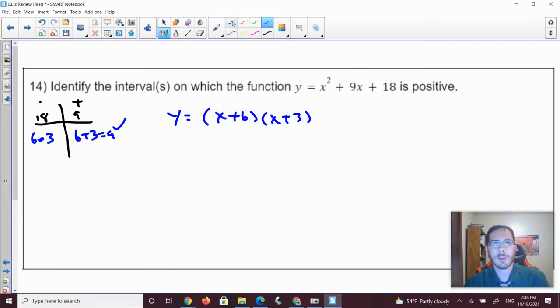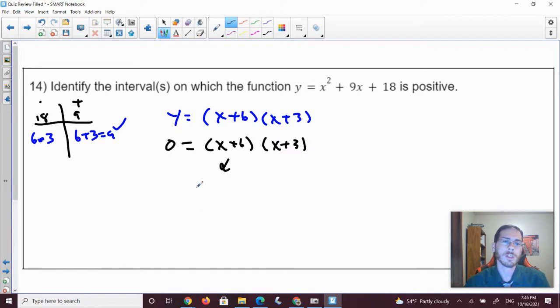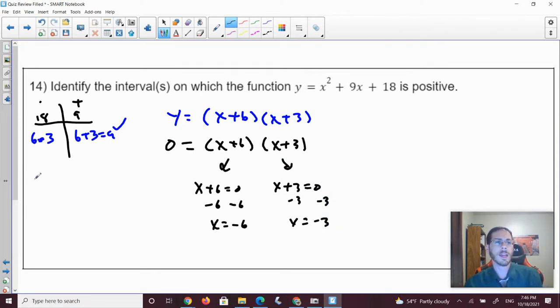All right, so since I want to do a sign chart, the first thing we do is identify where the zeros are. x plus 6, x plus 3. So we can use the zero product property again. Subtract 6 on both sides to get x equals negative 6. Use the zero product property again. Subtract 3 on both sides, get x equals negative 3. And now we get to do the sign chart.